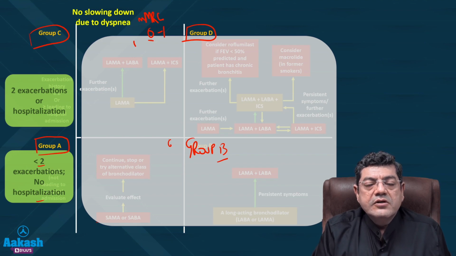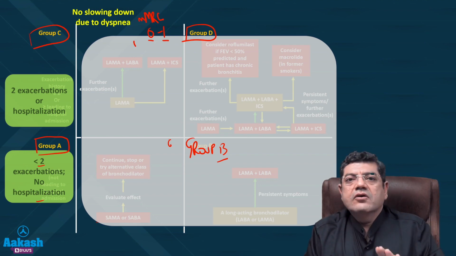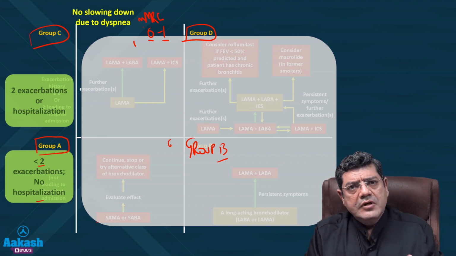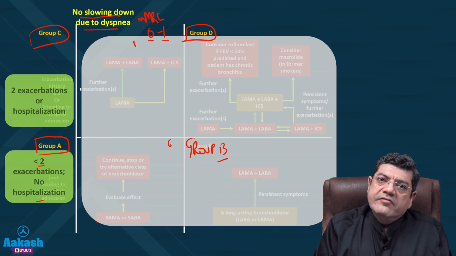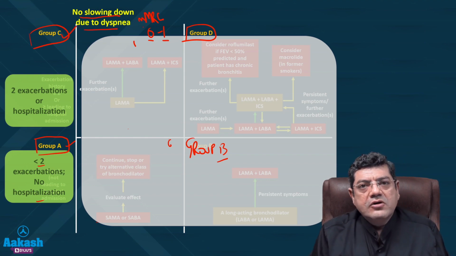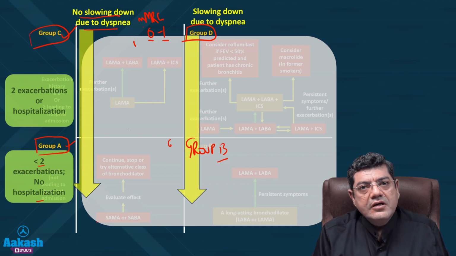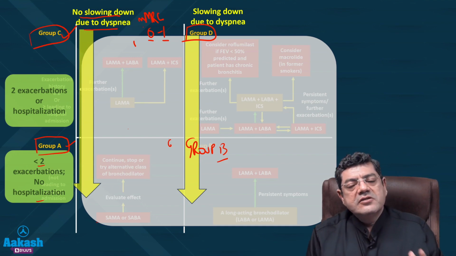0 means breathless only on strenuous activity. 1 means when hurrying on the level or walking on a slight incline. If they are breathless in those situations, they are categorized accordingly. To help you simplify that, I have said when they are not slowed down due to their dyspnea, within those 2 categories, they have less severe disease. So group A and group C are not slowed down due to dyspnea. When they are slowed down due to dyspnea, they are groups B and D respectively in the low risk and high risk categories. And treatment is also very simple.